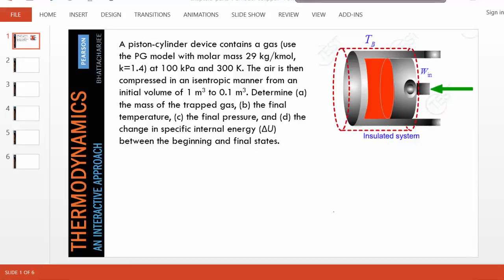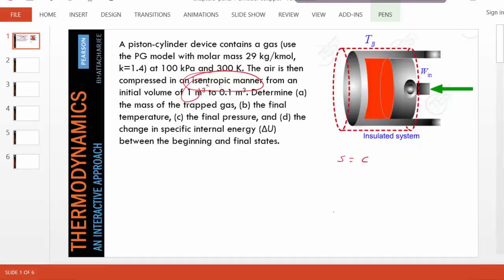This problem illustrates the use of the PG model. So in this problem, a gas is being compressed. A gas inside this piston cylinder device is being compressed in an isentropic manner. Isentropic manner means entropy remains constant.